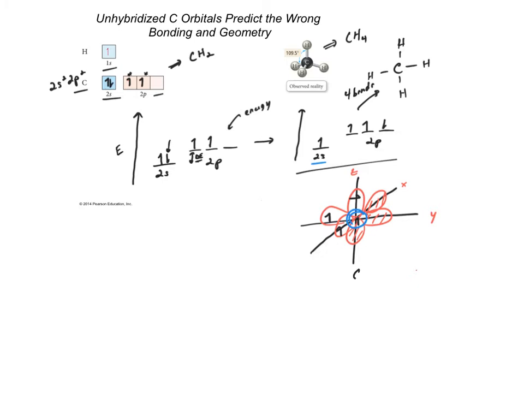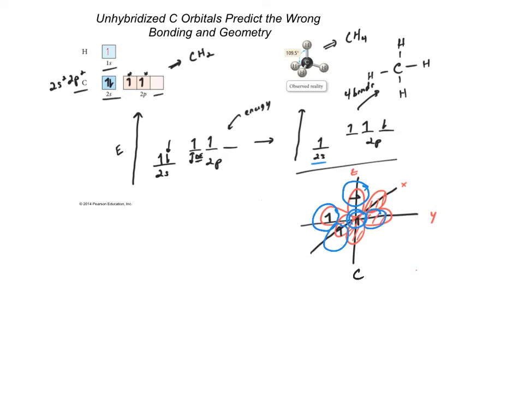So this is carbon, right? This would be the orbitals for carbon. Now we're going to have our hydrogens come along. Hydrogens are just spherically symmetric. These are the bonds that are forming between this orbital overlap.